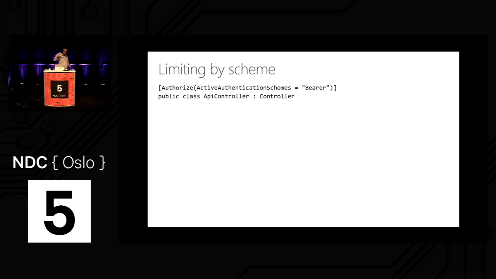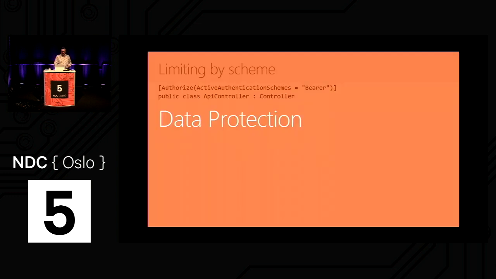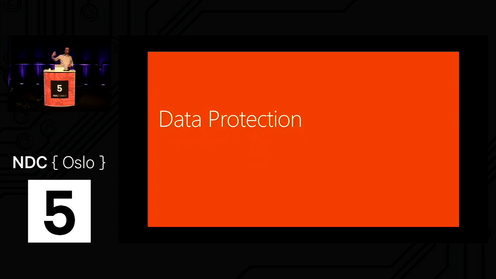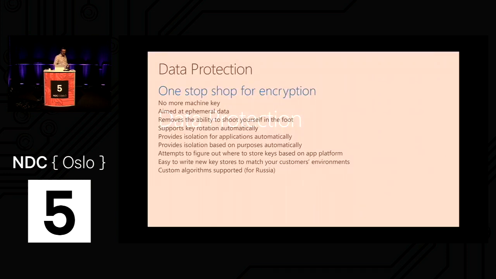So you can limit the authentication scheme for your controller or for your controller methods by using the active authentication schemes property and stick bearer on it. So you could limit something to JWT and it would ignore the cookie stuff that has come down. So I mentioned data protection because that's how we encrypt and sign our cookies.